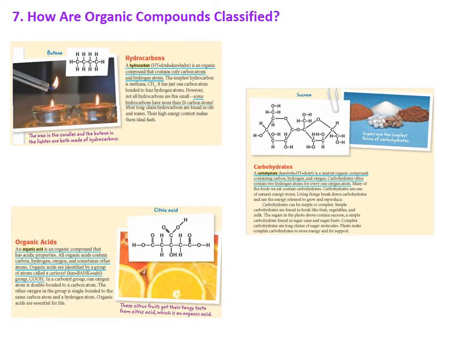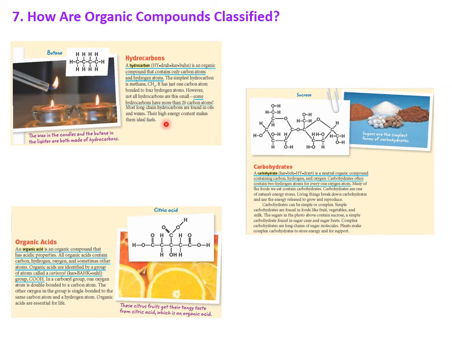Now, let's discover how organic compounds are classified. With so many different types of organic compounds, chemists need a way to keep them organized. They classify these compounds based on their composition and structure. Three of the classes of organic compounds are hydrocarbons, organic acids, and carbohydrates. Let's start with hydrocarbons. A hydrocarbon is an organic compound that contains only carbon atoms and hydrogen atoms. The simplest hydrocarbon is methane, CH4.